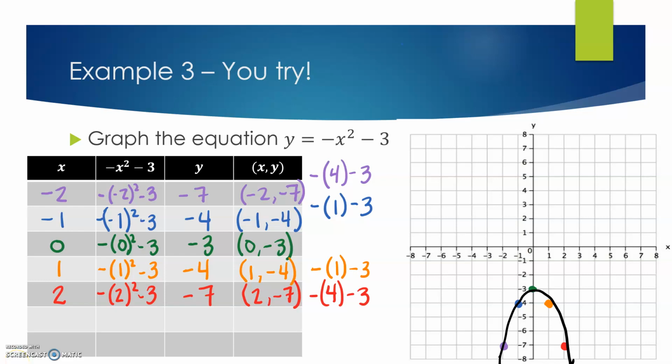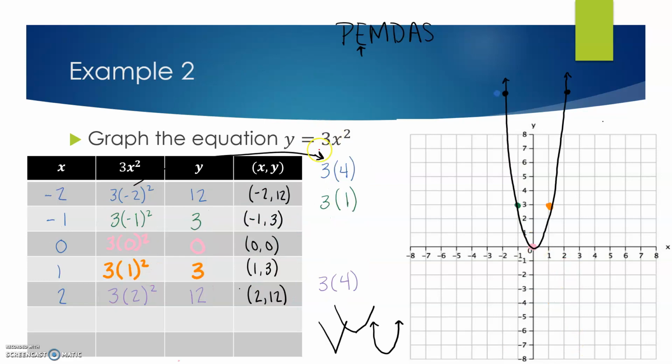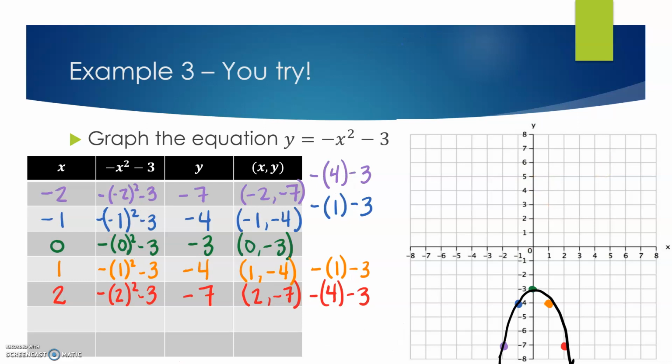All right, here's the work for the third example. You can see that I did have an x squared, so it made it a U shape. And because it had a negative here, it was opening down. When there's no negative, when it's a positive, it opens up. Negative, it opens down. If you didn't get one of those, pause the video and just see if you can figure out what your mistake was.